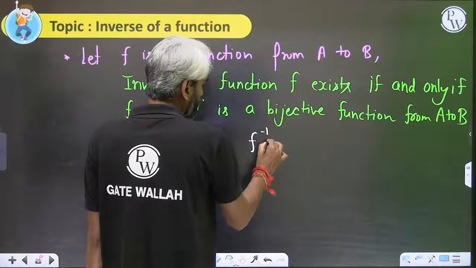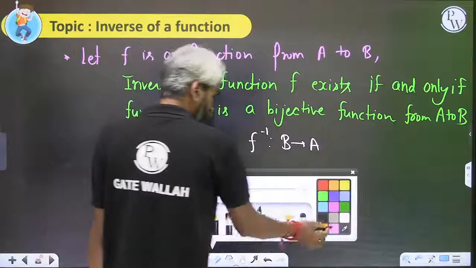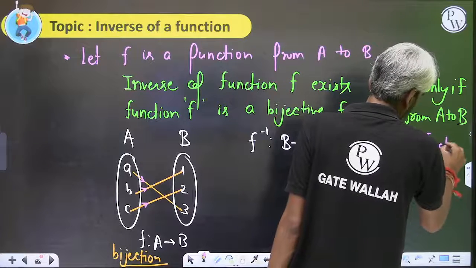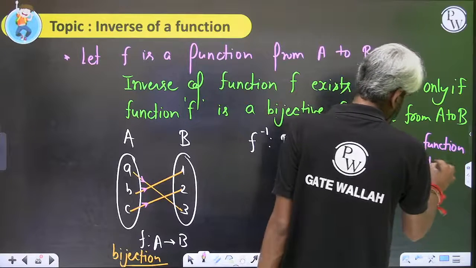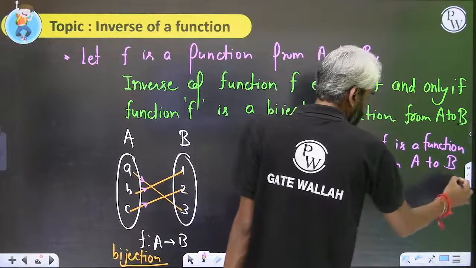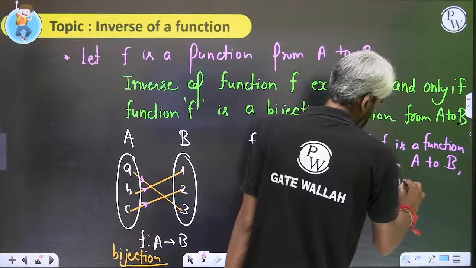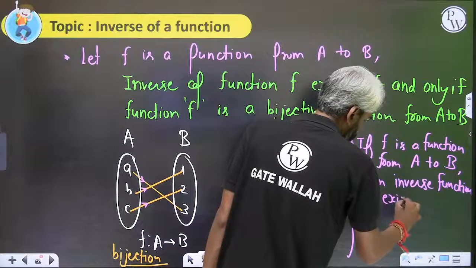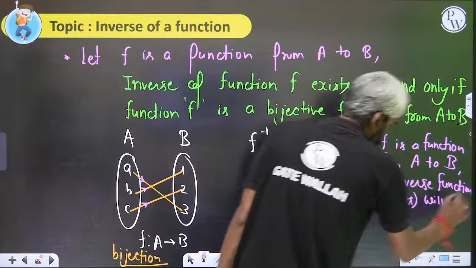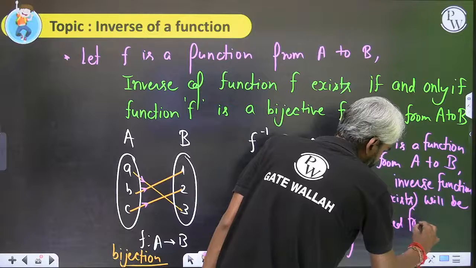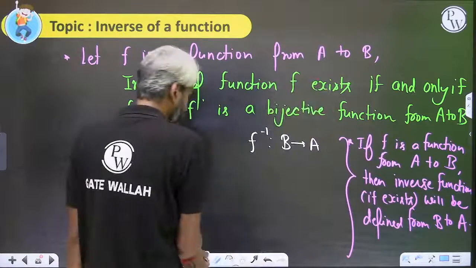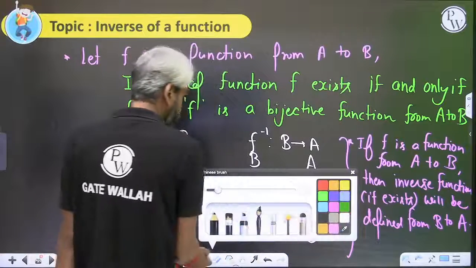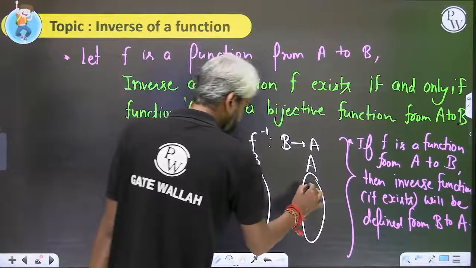So the inverse function will be defined if f is a function from A to B. Note down, if f is a function from A to B, then the inverse function will be defined, if it exists. First of all, in the inverse function, the domain will be set B and the codomain will be set A. So the domain will become 1, 2, 3, and the codomain becomes A, B, C.